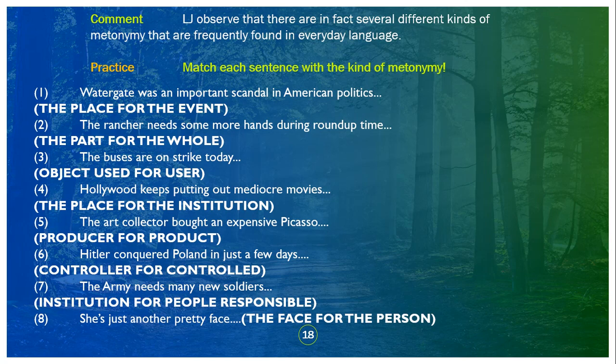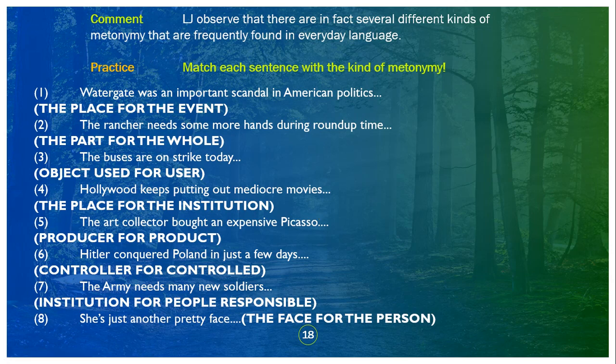And the third type of metonymy is object used for user, for example, the buses are on strike today. Number four, the place for the institution. For example, Hollywood keeps putting out mediocre movies. And the fifth type of metonymy, producer for product. The example sentence is the art collector bought an expensive Picasso.